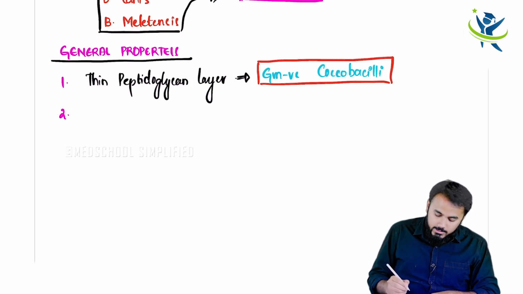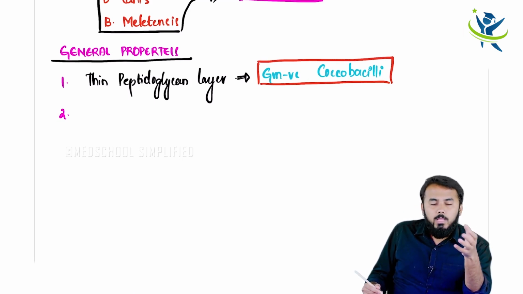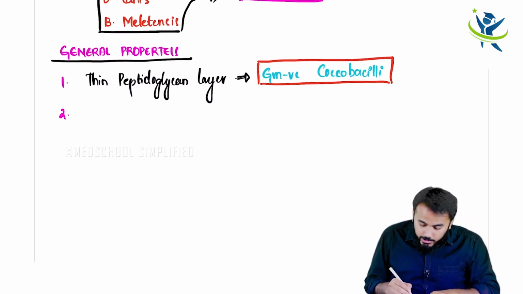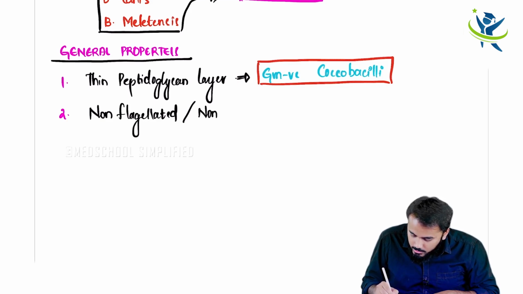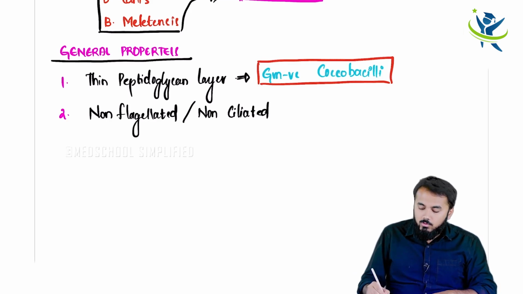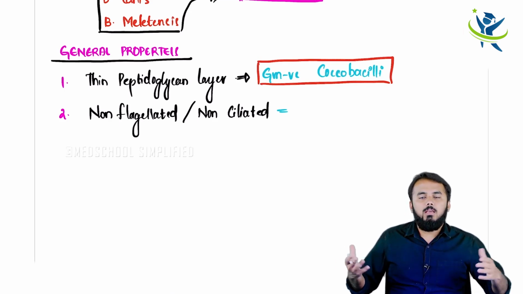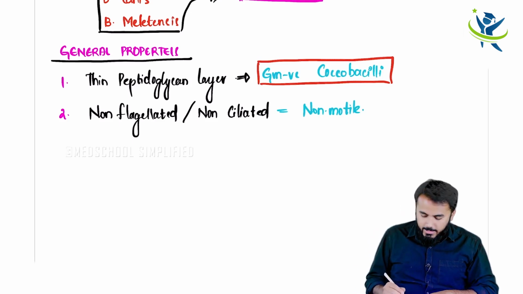What is the second important thing which you need to know? Does this bacteria basically move? No, this bacteria does not have any kind of cilia, nor any kind of flagella. So it is a non-flagellated or non-ciliated organism. When this bacteria does not have any flagella or cilia, what will be the result, guys? The result will be that it is non-motile. It cannot move. No flagella, no cilia. How do you think the bacteria is going to move? So it is a non-motile bacteria.